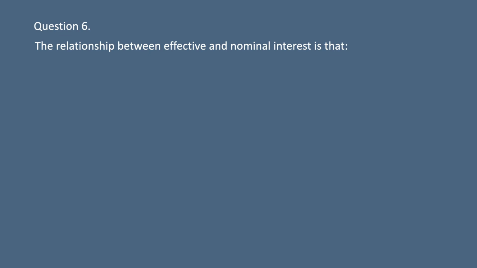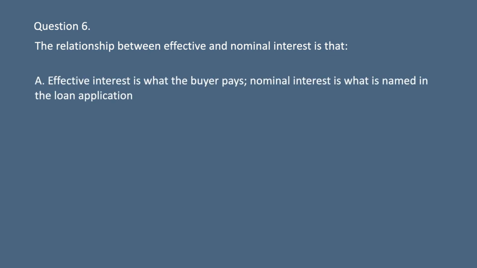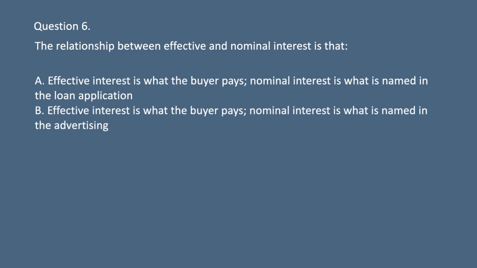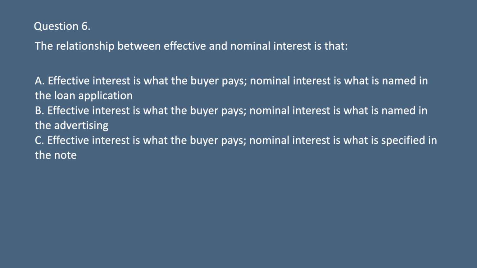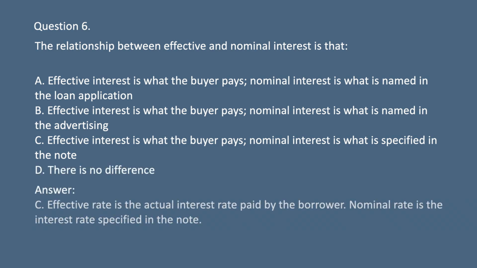Question 6. The relationship between effective and nominal interest is that A. Effective interest is what the buyer pays, nominal interest is what is named in the loan application. B. Effective interest is what the buyer pays, nominal interest is what is named in the advertising. C. Effective interest is what the buyer pays, nominal interest is what is specified in the note. D. There is no difference. Answer. C. Effective rate is the actual interest rate paid by the borrower. Nominal rate is the interest rate specified in the note.